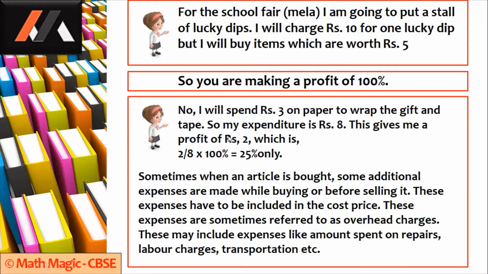Now when we buy an article, some additional expenses are added onto the article before buying or selling it. For example, when you buy furniture, the furniture has to be transported from the shop to your house, so you will have to pay transportation charges. The extra charges are known as overhead charges. These expenses are added to the cost price. These may include expenses like the amount spent on repairs, labor charges, and transportation.